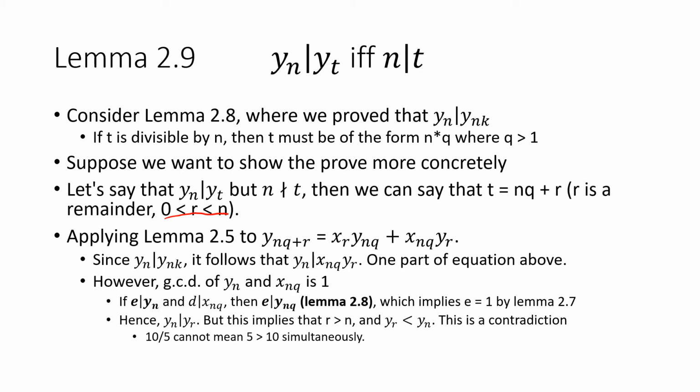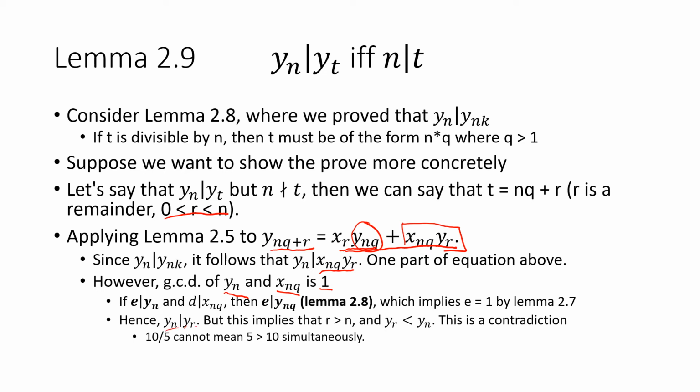Now if we apply lemma 2.5 to y of nq plus r, we have two parts of this function. The first part is x of r times y of nq, which has a part in it that is divisible by y of n. If we consider the other part, x of nq times y of r is divisible by y of n because this is the other portion of this equation. However, from lemma 2.8, we know that the GCD of y of n and x of nq has to be 1. So hence, y of r has to be divisible by y of n because of that.